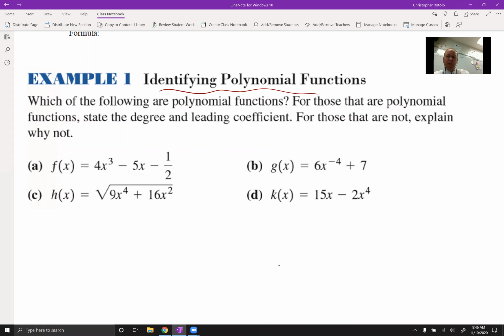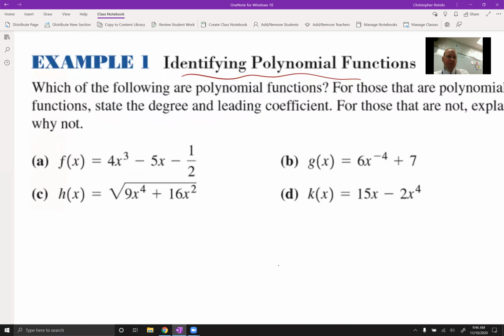So which of the following are polynomial functions? State the degree and leading coefficient. For those that are not, explain why not. Okay, so here's what we got. A polynomial function means that we can identify exactly what degree we're talking about and everything else. So I'm looking for the degree of 3, 1, and 0.